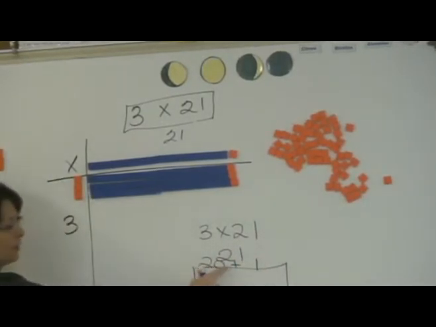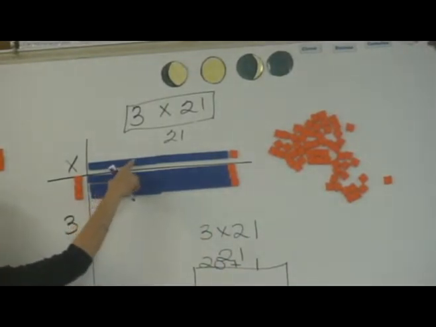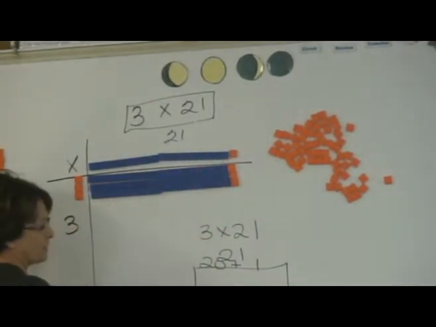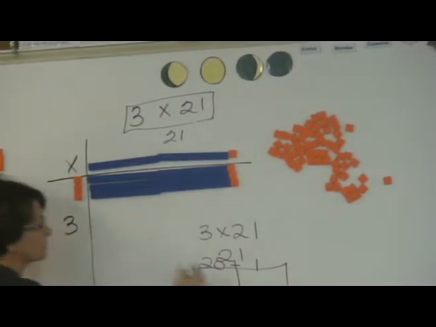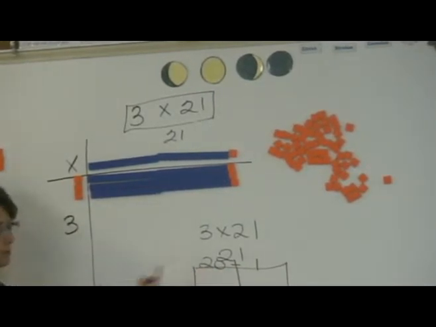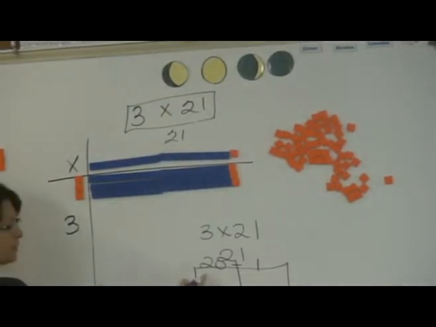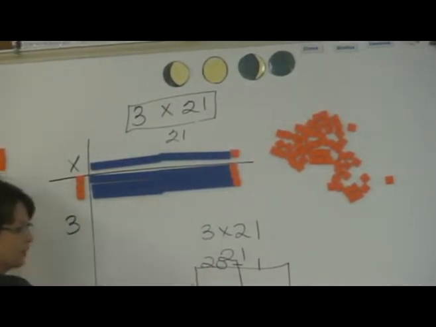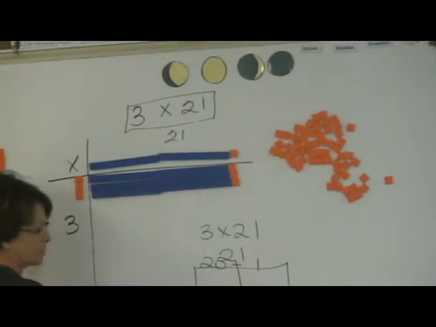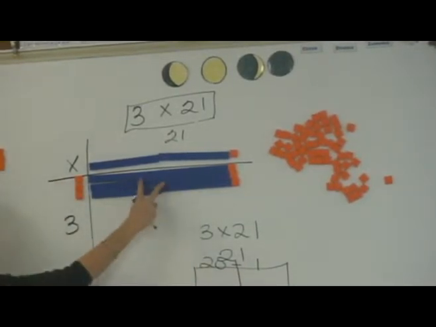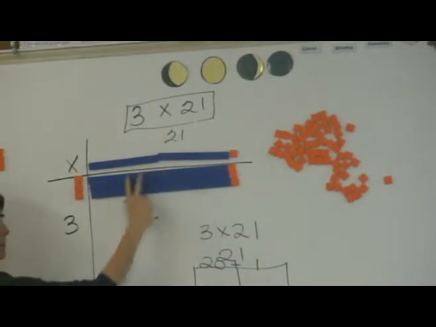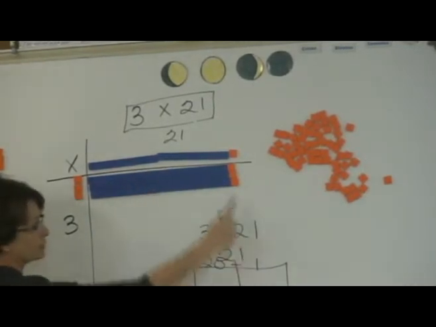So what I've written here, 20 plus 1, is what I modeled with the rods, 20 and 1. On this side, I have 3. Wherever you have a plus sign, we're going to just split it. So let's go back over here. What's 3 times 20? 60. And what's 3 times 1? 3. This matches what we have on the tiles up here. So there's 60, and there's our 3.